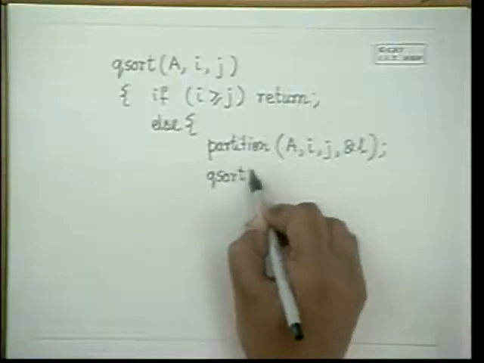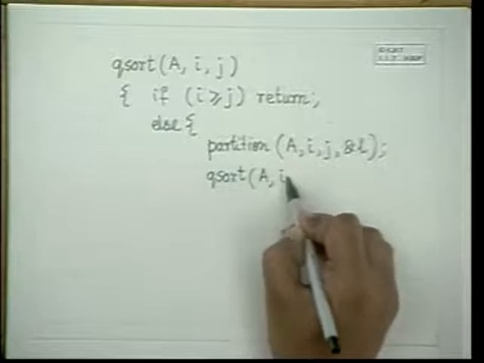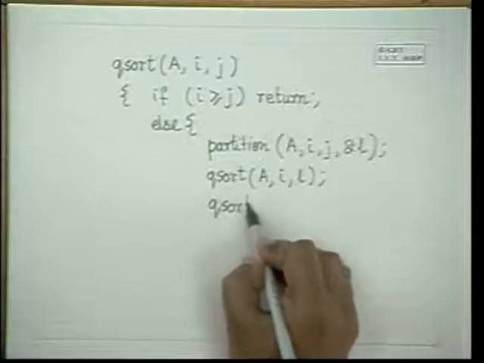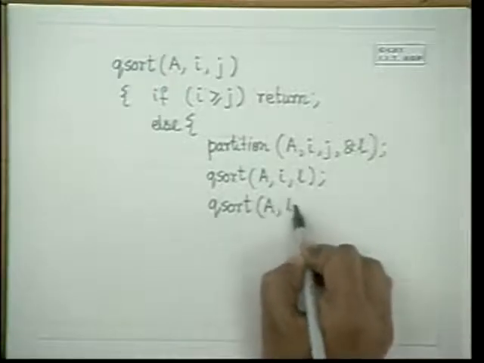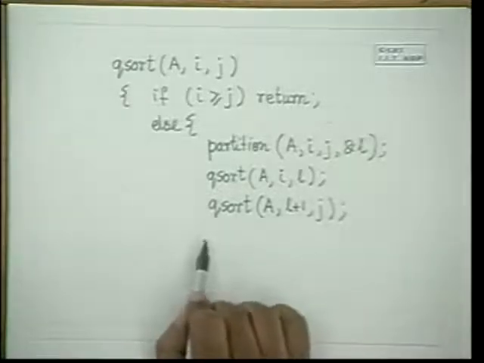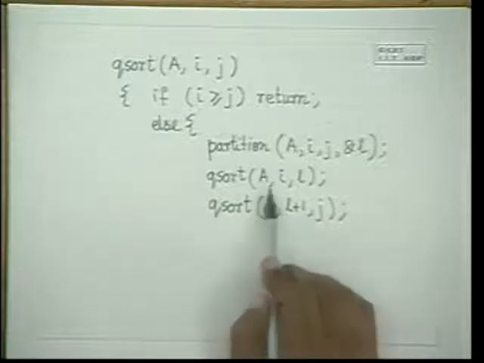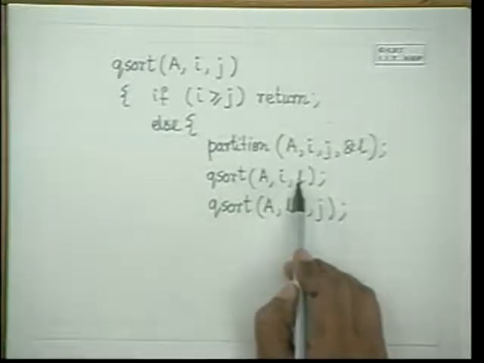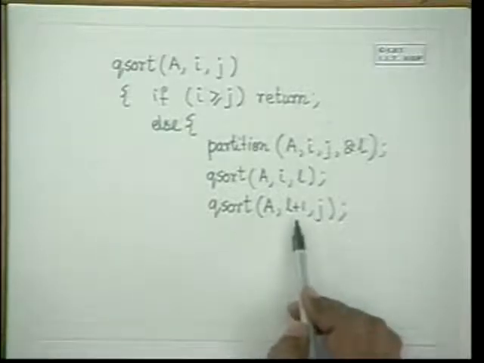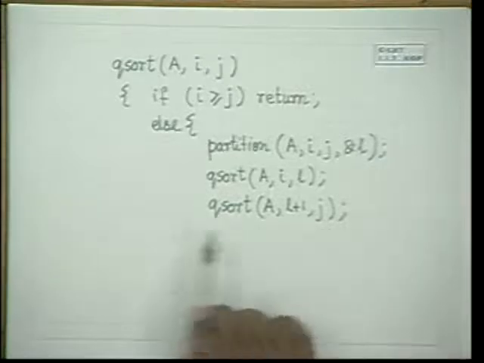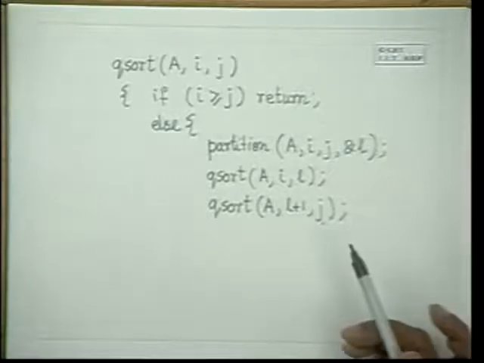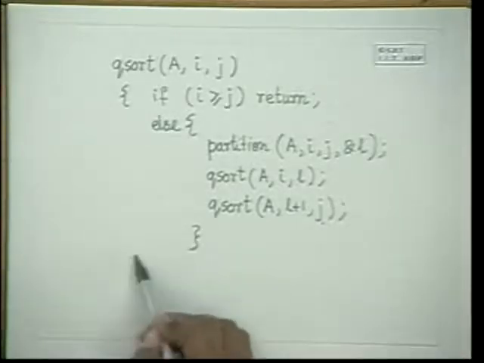and you call quicksort A, I, L. The rest is quite easy. Then quicksort A, L plus 1, J. What else do we have to do? We have to do concatenation. Now I to L is sorted in the array, L plus 1 to J is sorted in the array, so automatically the array is sorted. Concatenation need not be done anymore, because the array itself is sorted from I to L and L plus 1 to J. So concatenation is automatically existing there. So we just simply return.